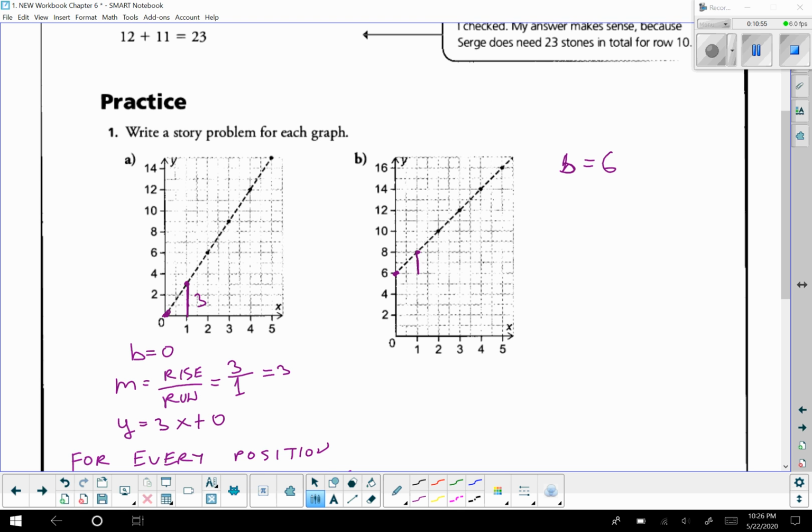So my rise, in this case, it goes from 6 all the way to 8. So my rise is 2. And for my horizontal movement, it goes from 0 to 1, so my run is just 1. So I know that rise over run, I'll write it again, that's an important thing, is 2 over 1. There we go, that's equal to 2. Nice. So we can write an equation, y equals 2x plus 6, and now we can make up a story.